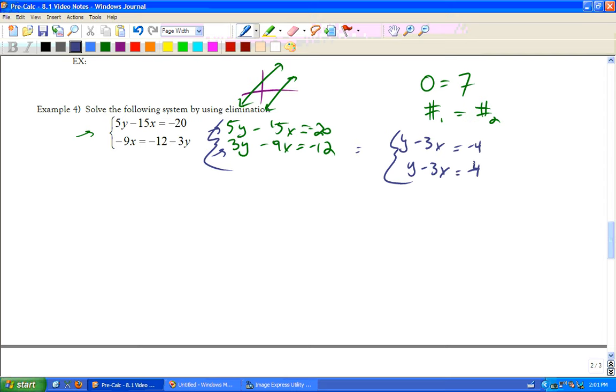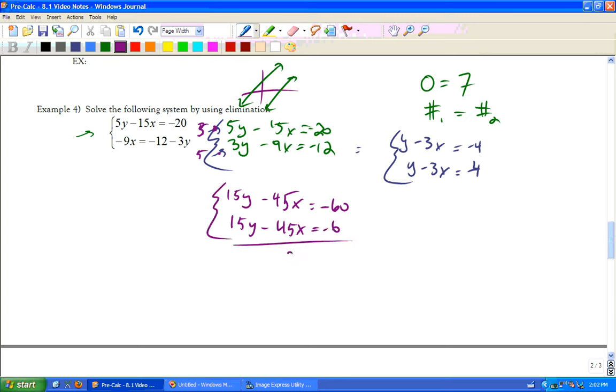If you were to solve this using elimination, you could reach the same conclusion. I could multiply this one by 5, and this one by 3, and we end up with 15y minus 45x equals negative 60, and 15y minus 45x equals negative 60. Again, same equation. When we subtract these, we get 0 equals 0.